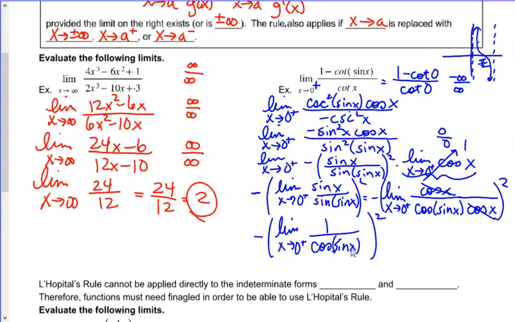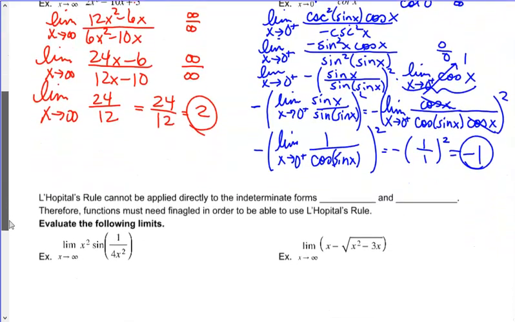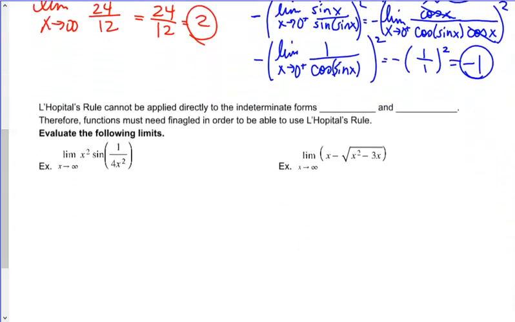When I plug 0 in for x, sine is 0 at 0. Therefore, I get 1 over cosine of 0, which cosine of 0 is 1. So basically, I get the negative of 1 over 1 quantity squared, which in the end comes out to be negative 1. And that is a really, really tedious problem, but one that is good for you to do to keep up on some of those trig identities and trig functions, okay?